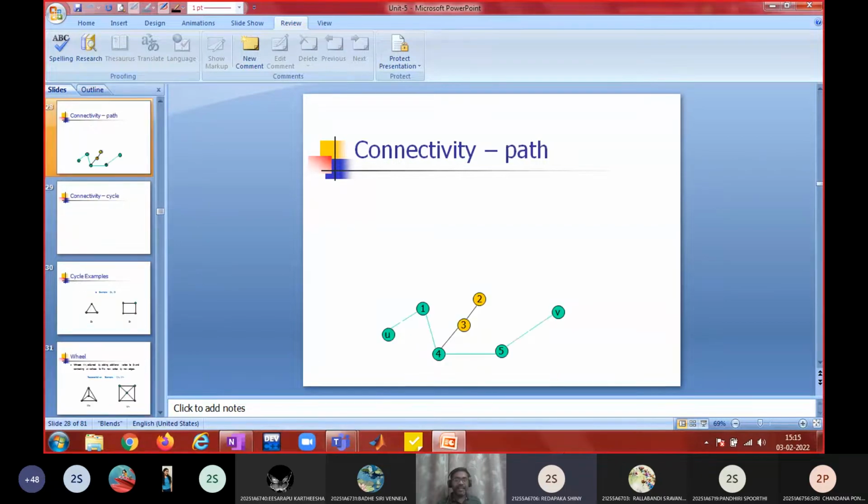And what is a cycle? A cycle is nothing but a closed path. It is a path except that the initial vertex and terminal vertex coincide. If the initial vertex and terminal vertex are coinciding in a path, then that is said to be a cycle.